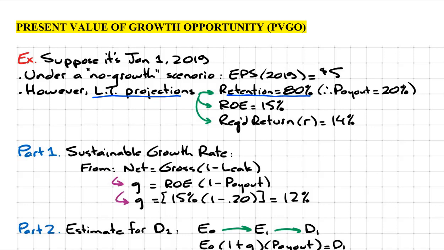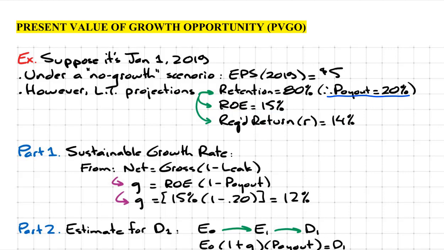The company's retention rate is going to be 80%. In other words, they're going to retain 80% of their earnings and therefore only pay out 20% of earnings as dividends. The return on equity is expected to be 15%, and the required rate of return is 14%.